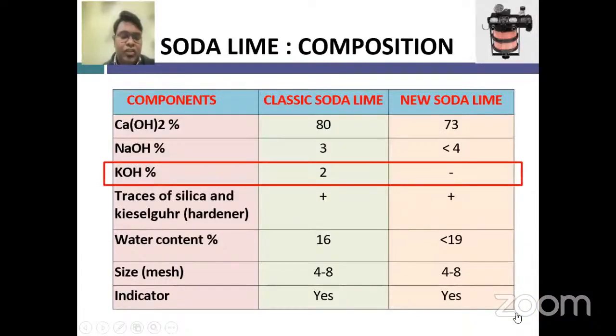Coming to the composition of soda lime, classic soda lime contains 80% calcium hydroxide, 3% sodium hydroxide, 2% potassium hydroxide, and water content being 16%, while new soda lime does not contain potassium hydroxide. Trace of silica and kieselguhr is used as a hardening agent. Optimum size is 4 to 8 mesh size.